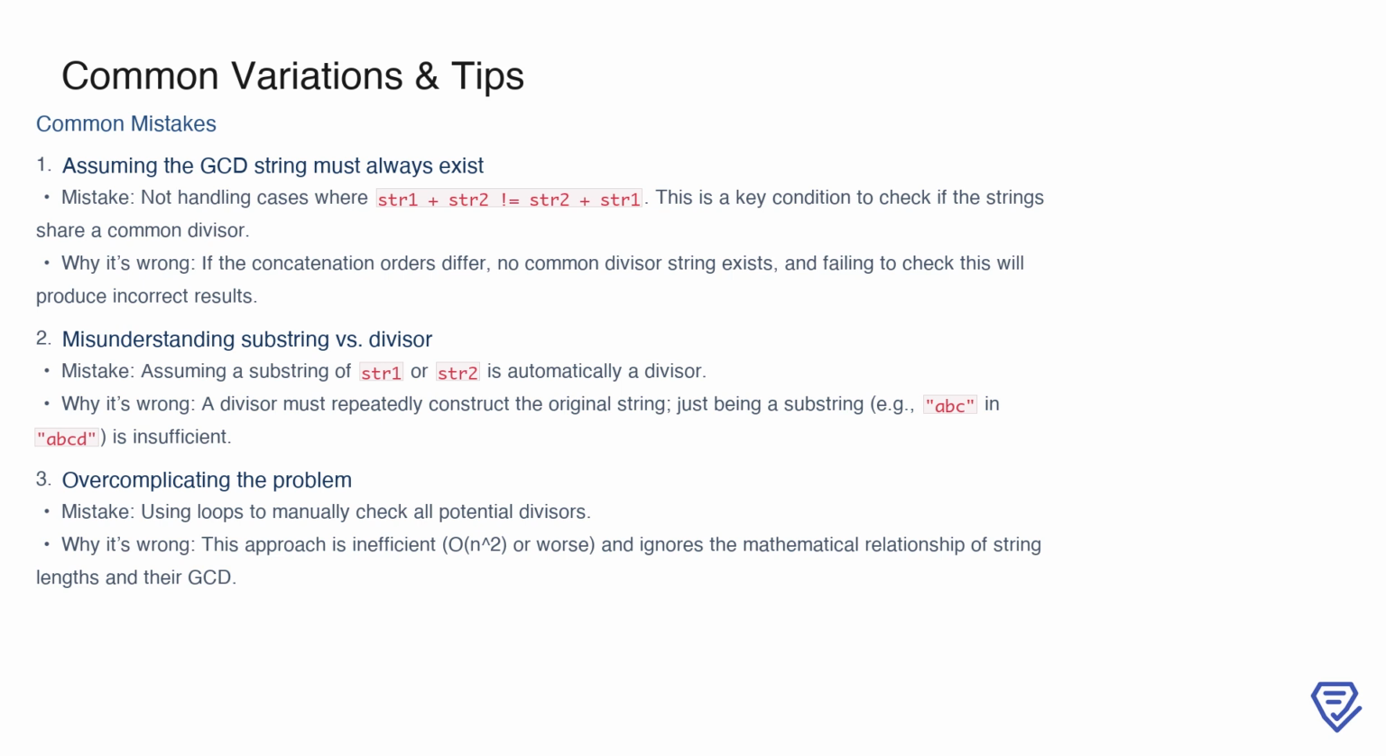Another common issue is misunderstanding the difference between a substring and a divisor. Just because a substring exists within str1 or str2 doesn't mean it can be a divisor. A valid divisor must be able to fully reconstruct the original strings through repeated concatenation. Lastly, overcomplicating the solution by manually checking all potential divisors with loops is inefficient. This approach not only has poor performance but also ignores the mathematical relationship between the lengths of the two strings and their greatest common divisor.